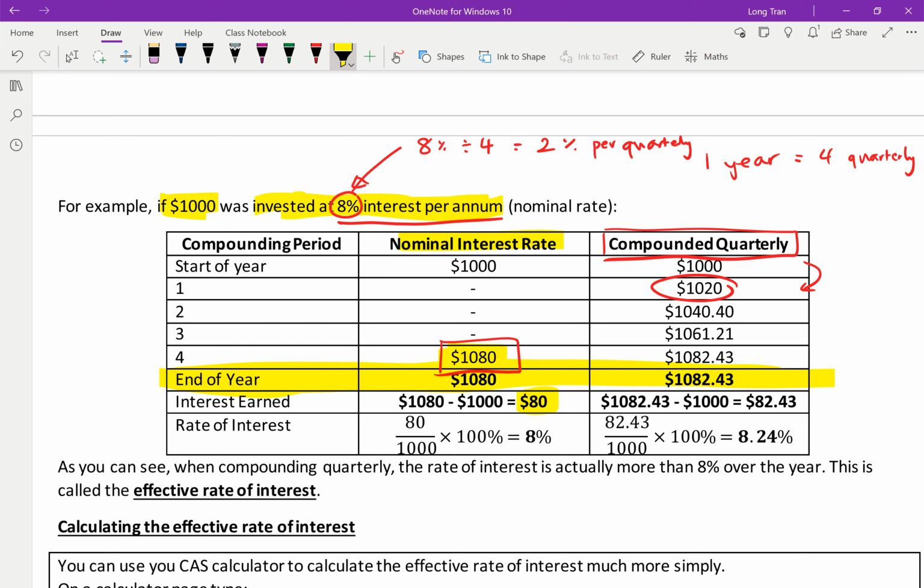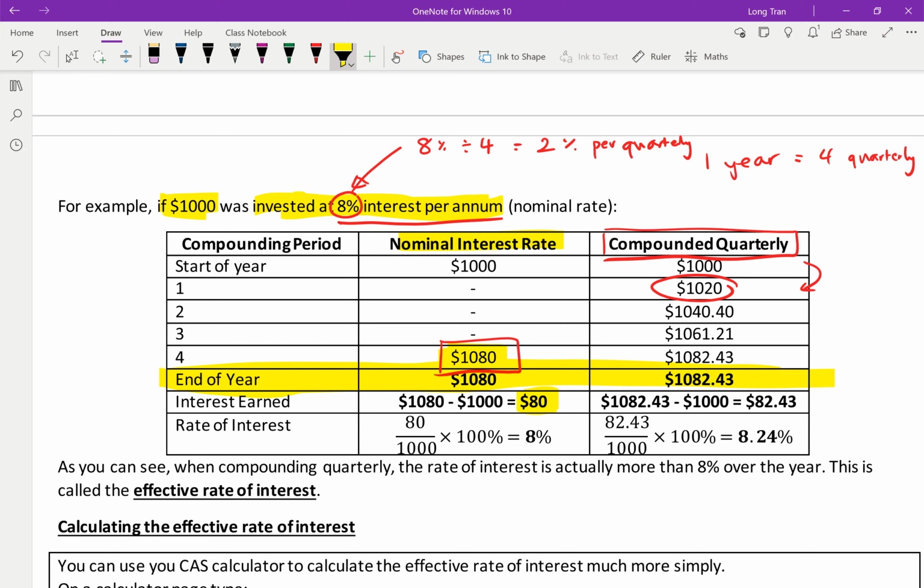2% quarterly is bad, because by the end of that year, I'm actually paying $2.43 more than I should. And that's only because I'm borrowing $1,000. If you borrow $500,000, you can imagine how much that interest will make a difference. It only takes a few percentages to make that difference. Okay? So, what am I going to show you today?